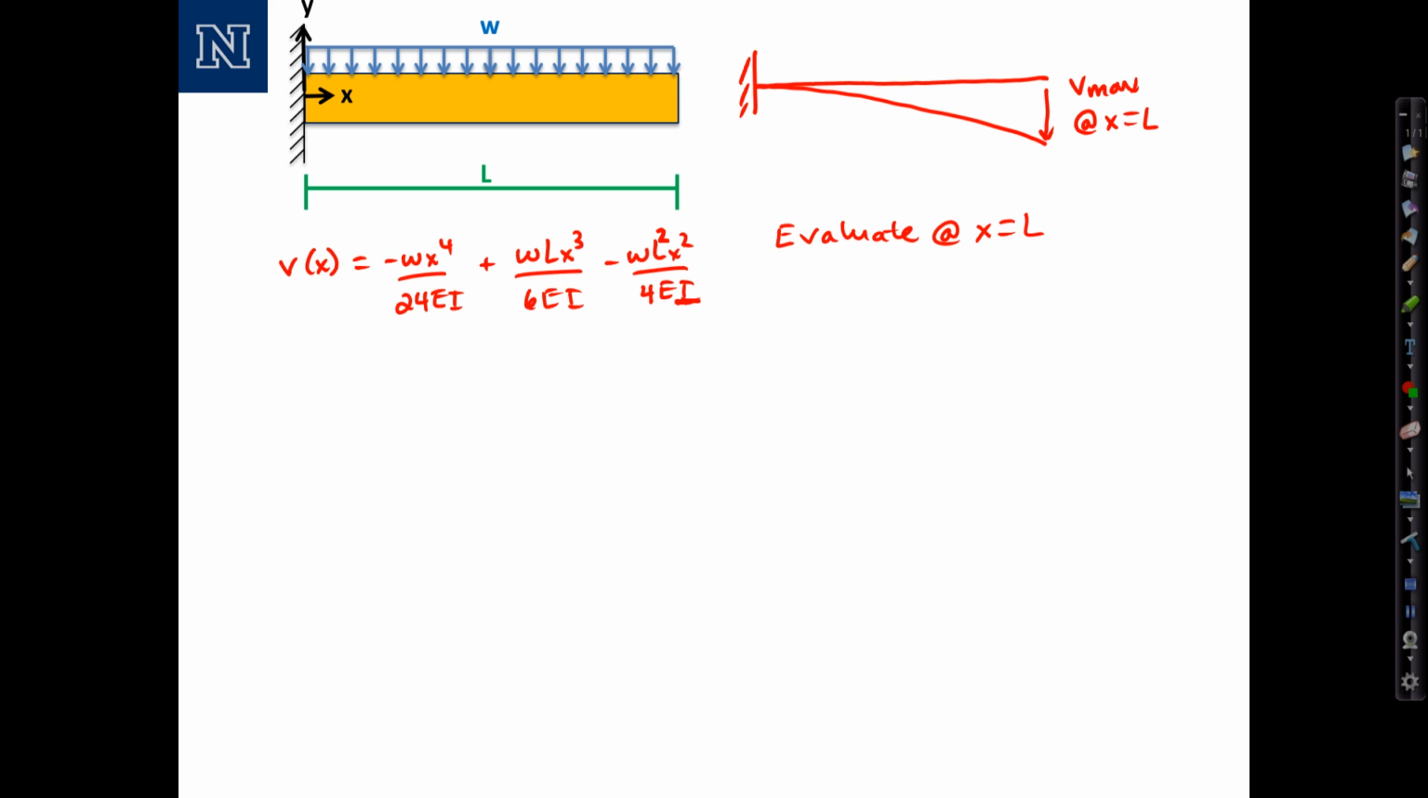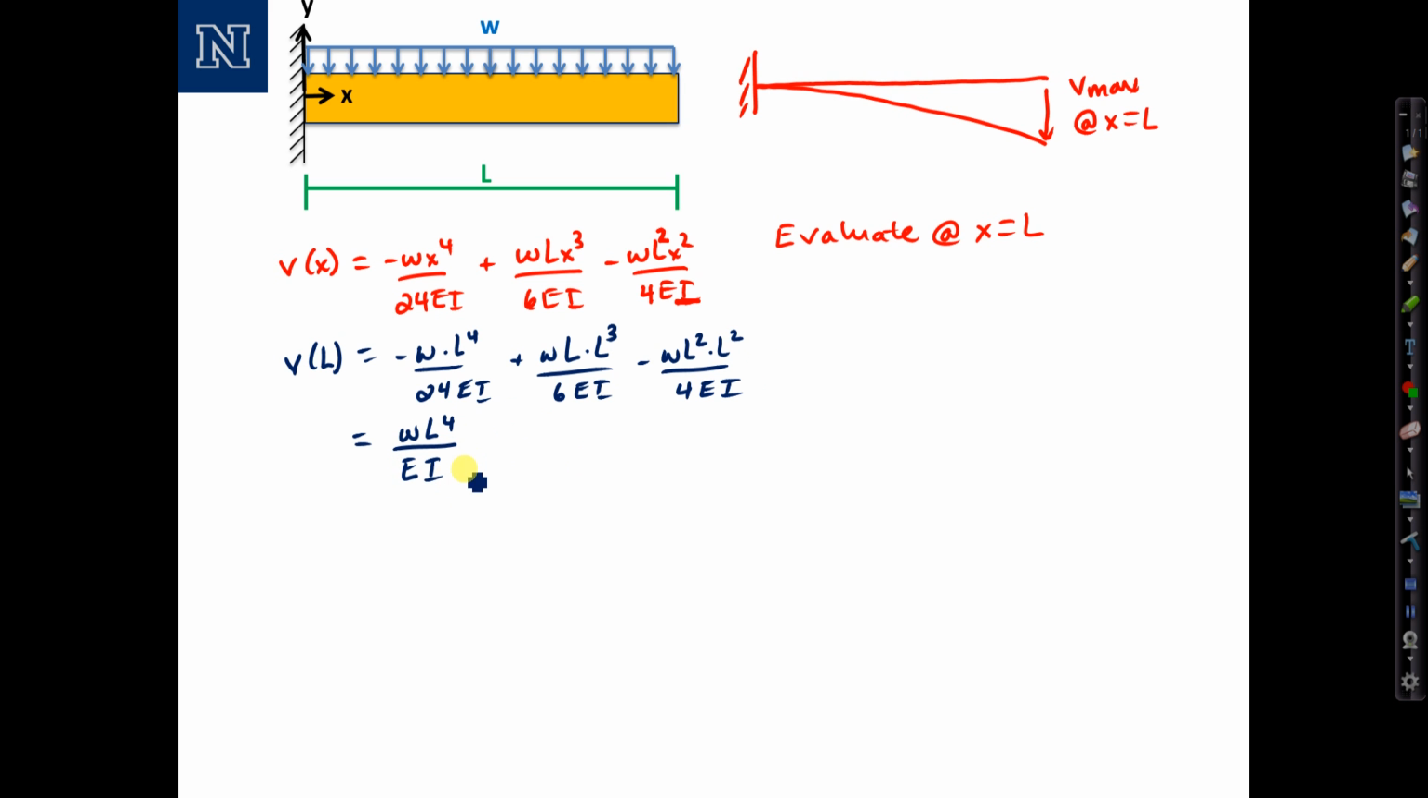So I will simply take my solution and plug in v of L equals negative w times L to the fourth over 24 EI plus wl times L cubed over 6 EI minus wl squared times L squared over 4 EI. To reduce this, I'll factor out all the symbolic terms. I have a wl to the fourth in every single term over EI. In fact, this is a good check to make sure my units are right, that all terms have the same dimensions, and in this case they do.